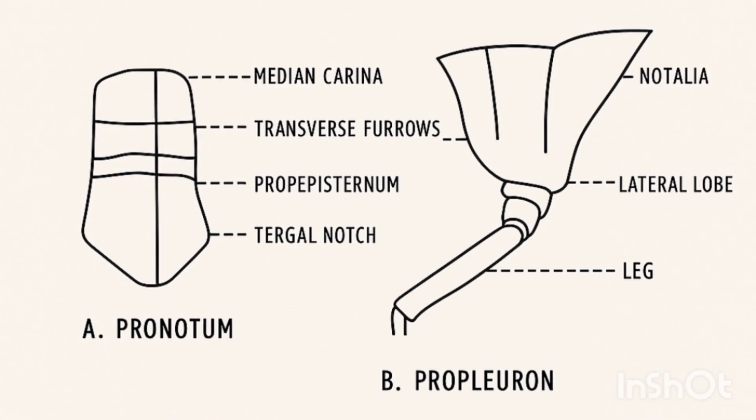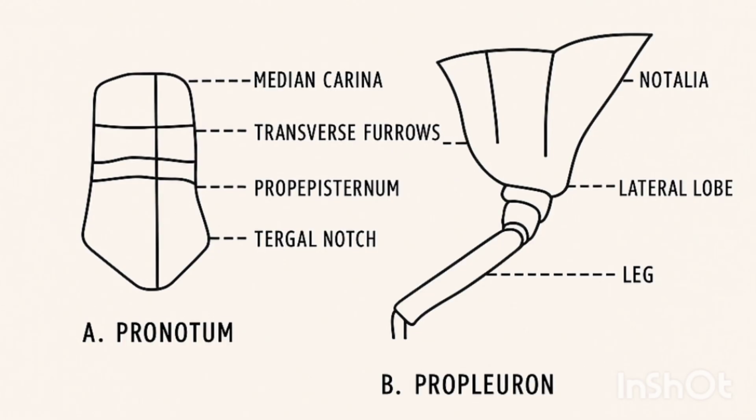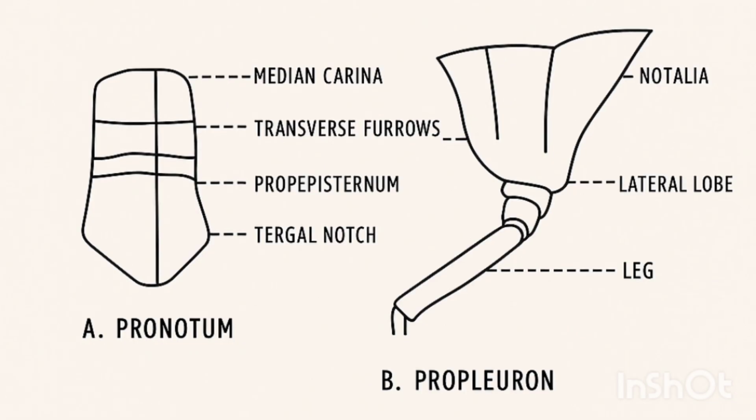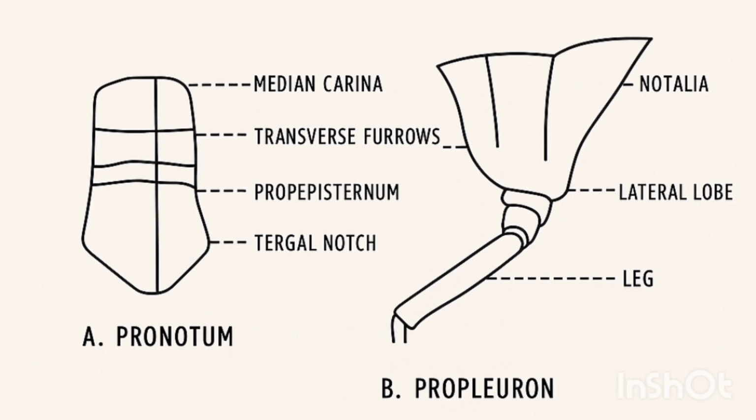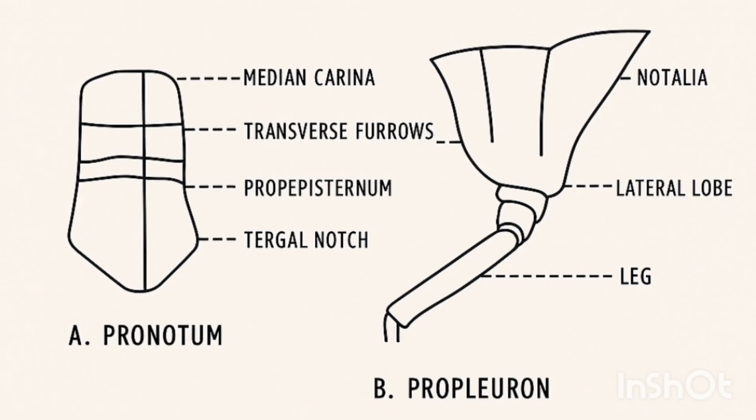B. Pleuron, lateral view. Pleuron: the lateral plate of the prothorax. In many insects the pleuron is subdivided by a pleural suture into an anterior episternum, here called proepisternum, and a posterior epimeron, proepimeron. These lateral sclerites provide attachment points for leg muscles and form the area around the leg base.